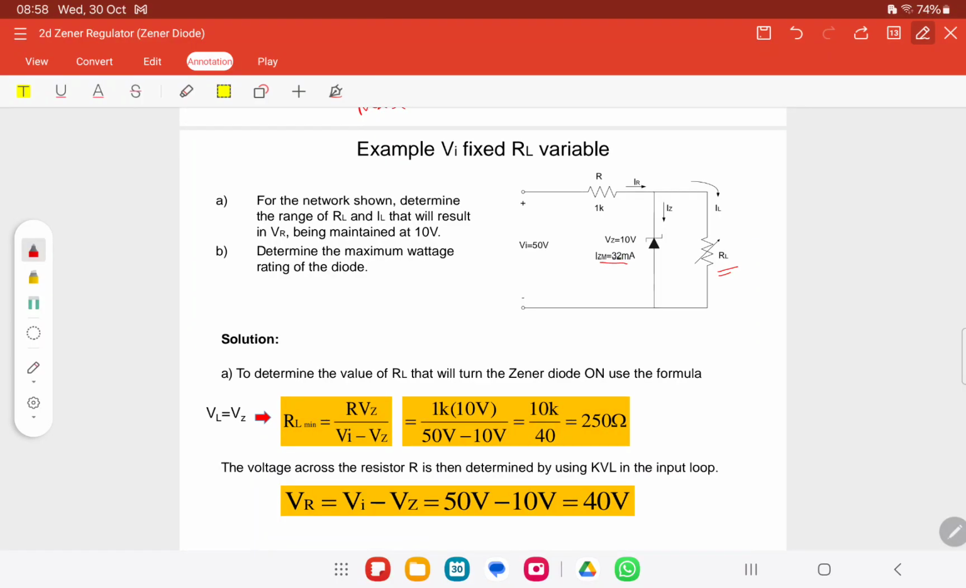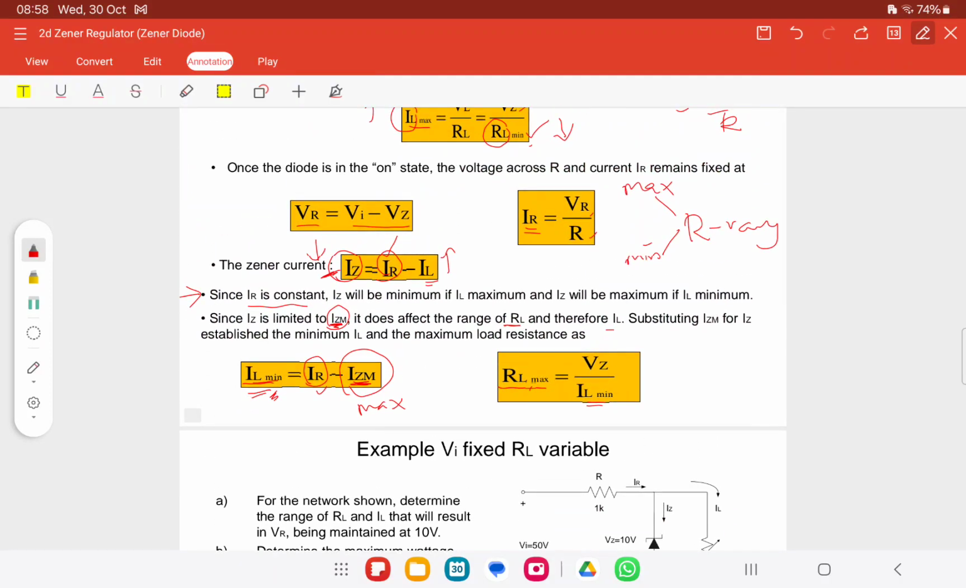Contoh macam ni lah. Sama ada dia boleh bagi IZM ataupun dia bagi PZM. Kalau yang atas tadi tu yang IL min. Jadi tu kalau dia IL max ikut IR tolak IZ min. IZM tu, this one, boleh kena jadi min, yang IL jadi max. Yang ni normally is the maximum value allowed by the diode. Dia tak boleh, tak ni lah IZ min tak jadi.